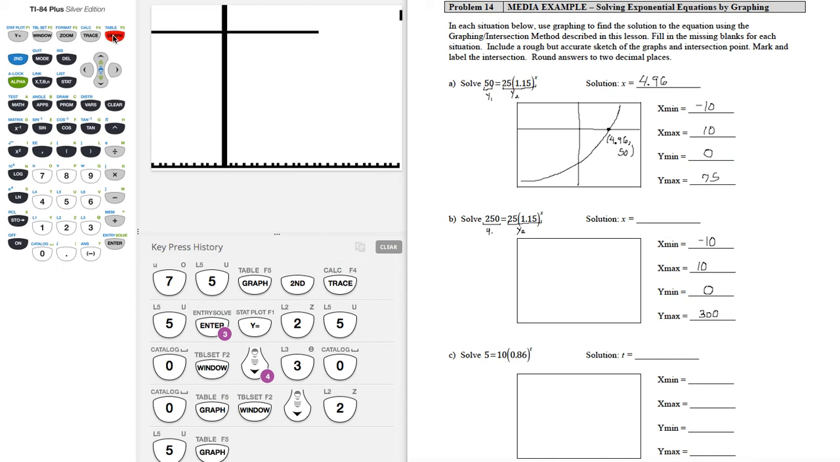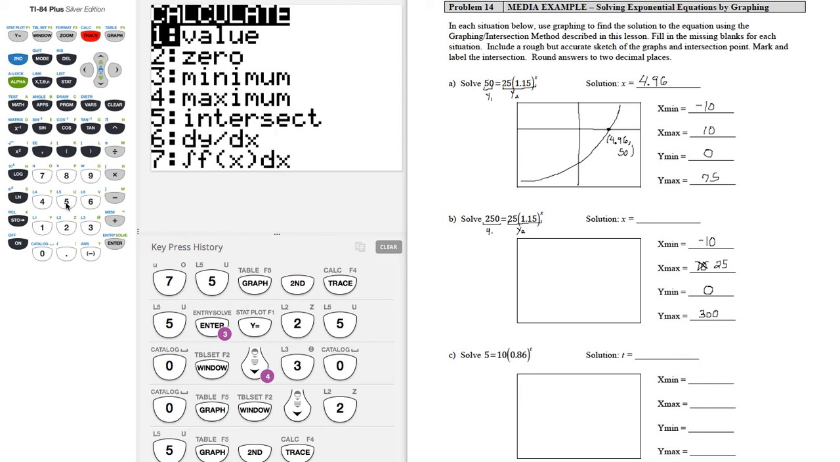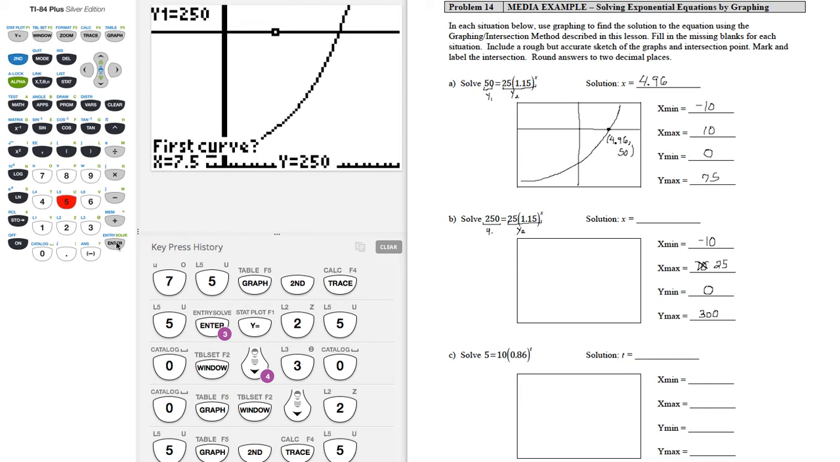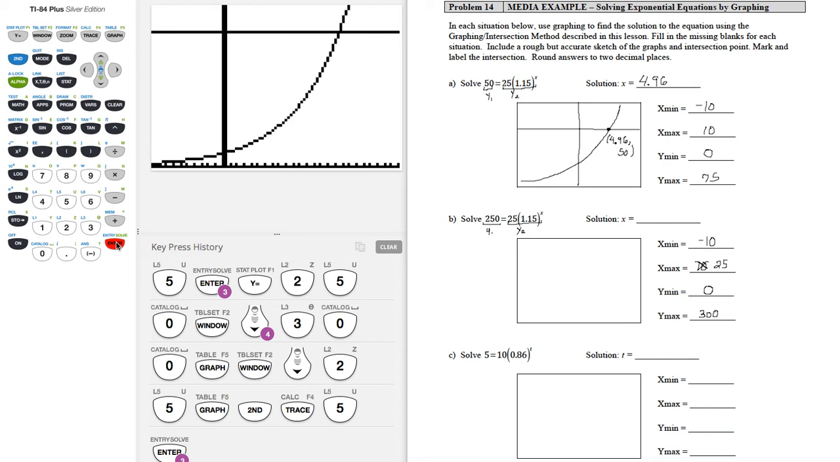So here's the graph. There's y equals 250. Here comes the exponential. There, we can see our intersection. So we need to change our x max value over here, not to 10, but to 25. Now let's run the second calc, intersect, and determine what our solution is. Our solution then for x is 16.48.